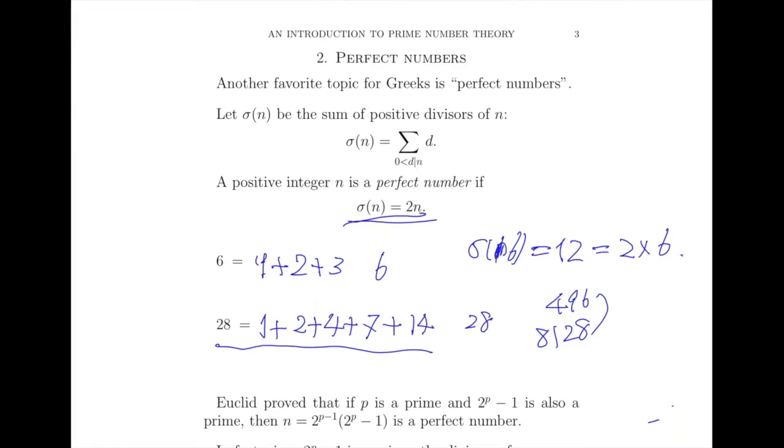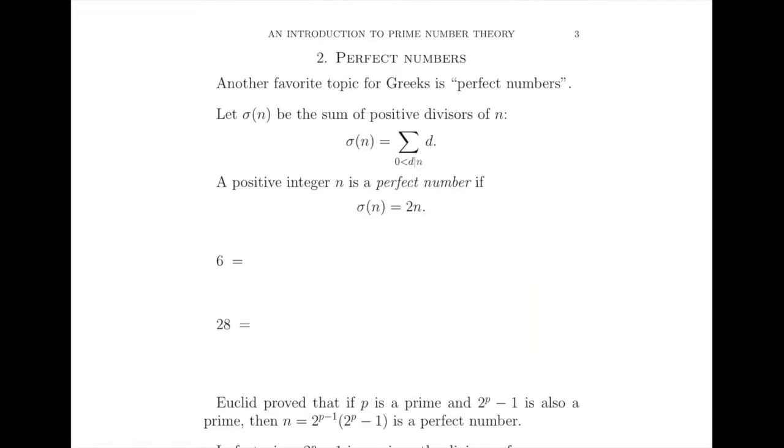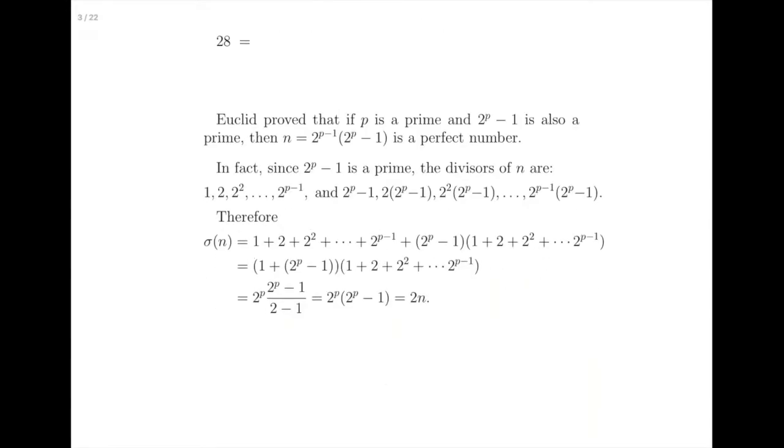And actually, we know that if p is a prime, and 2 to the p minus 1 is also prime, then the product of 2 to the p minus 1 times (2 to the p minus 1) is a perfect number. This was also proved by Euclid.